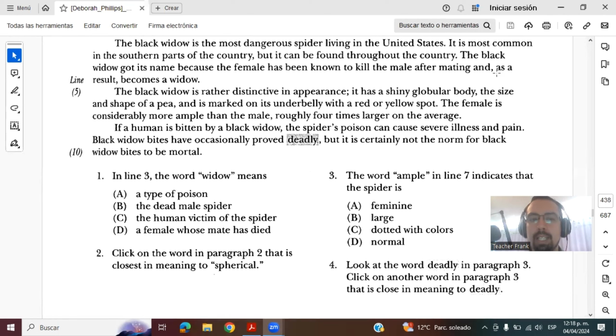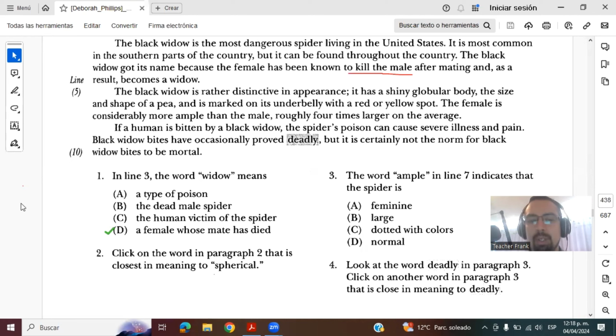Number 1 says in line 3, the word widow means, in this case, it's going to be D, a female whose mate has died. And we can see this because we have here the black widow, and becomes a widow, known to kill the male after mating. So she kills the male and she's left without a partner or a mate.